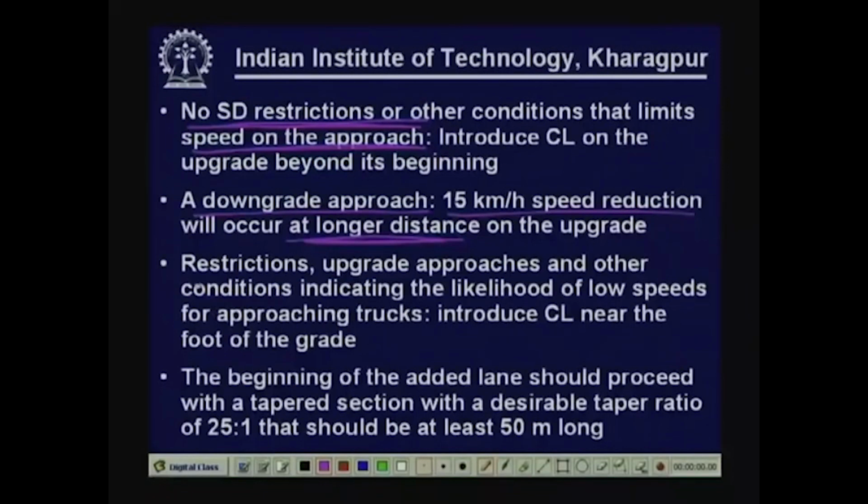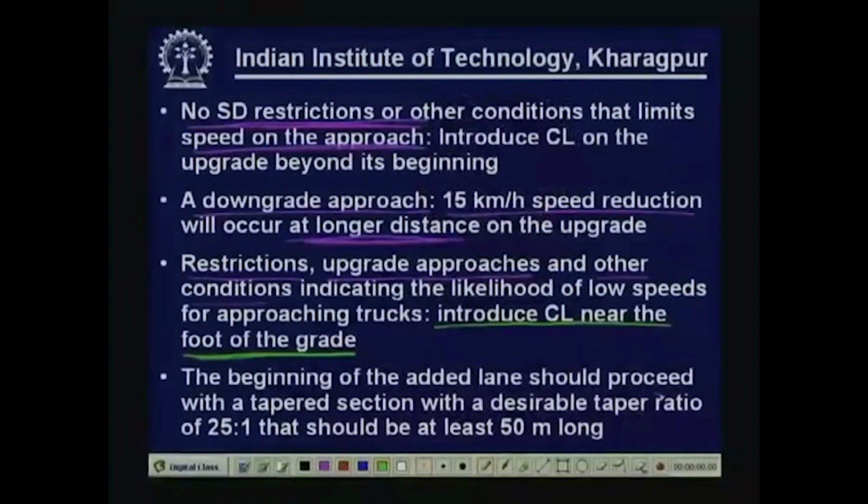Wherever there are restrictions, an upgrade approach obviously will reduce the approach speed, and there may be other conditions indicating the likelihood of low speed for approaching trucks. In that case, you may introduce the climbing lane just near the foot of the grade. Start it early. If not, you can start it after some time, after some length.